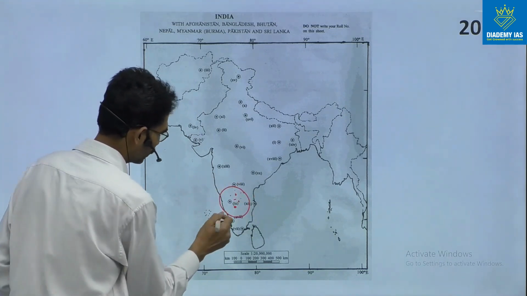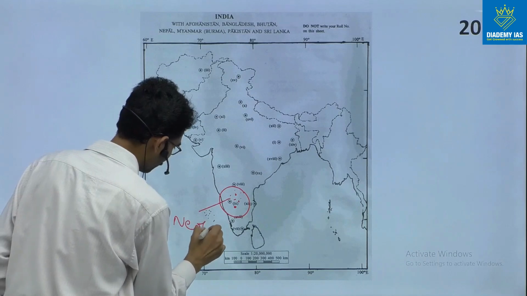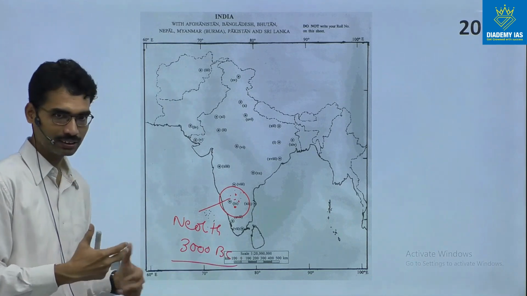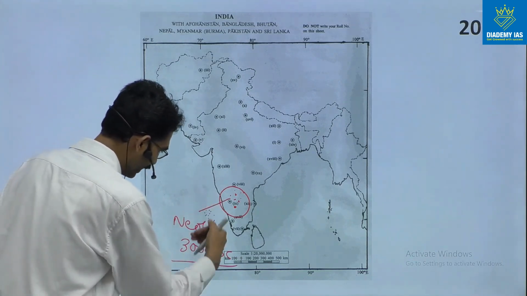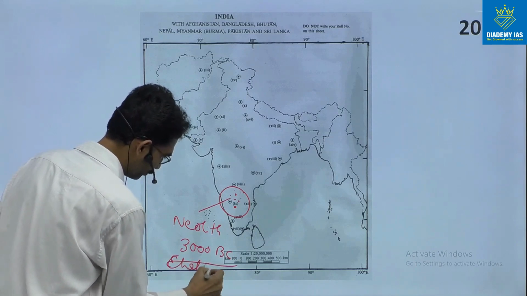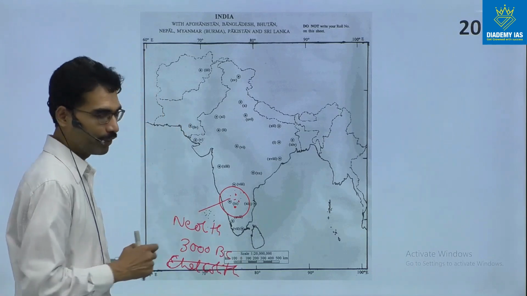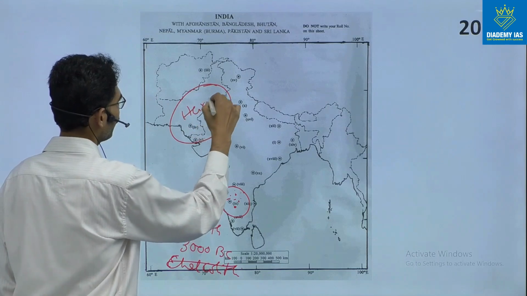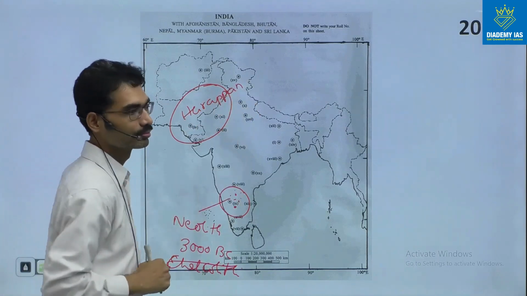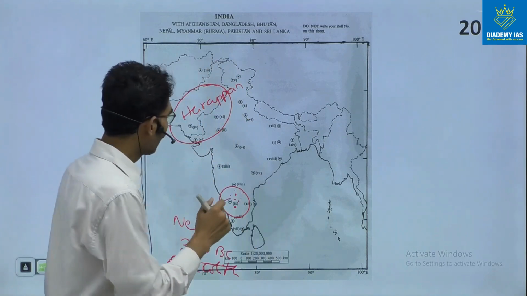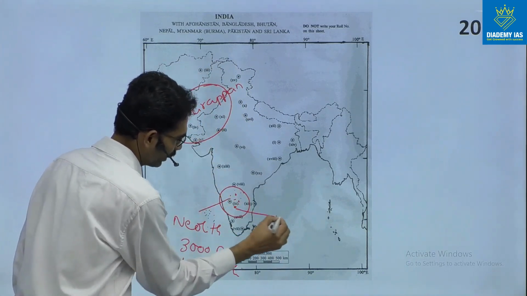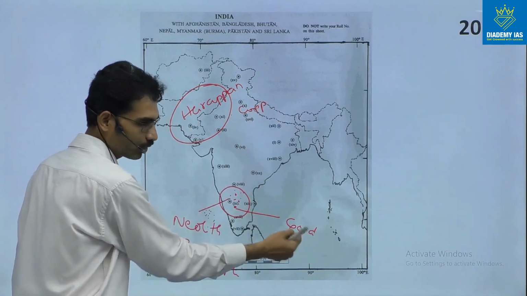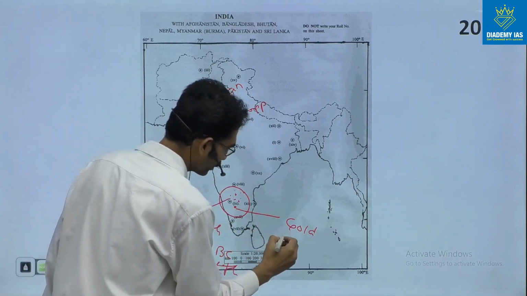This area shows Neolithic also. Around 3000 BC onwards, Neolithic settlement starts, and gradually they emerged into Chalcolithic also. When they are using stone tools and copper tools, in this area the Harappan civilization had already emerged. That's why some settlements are already there. Here a gold mine is there, like here a copper mine is there, Khetri. Here one gold mine is there. Which is the one? Kolar.